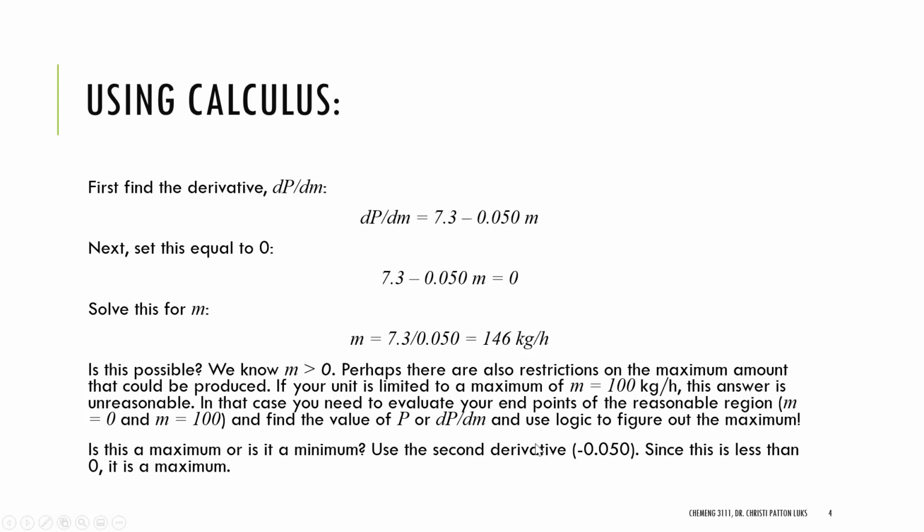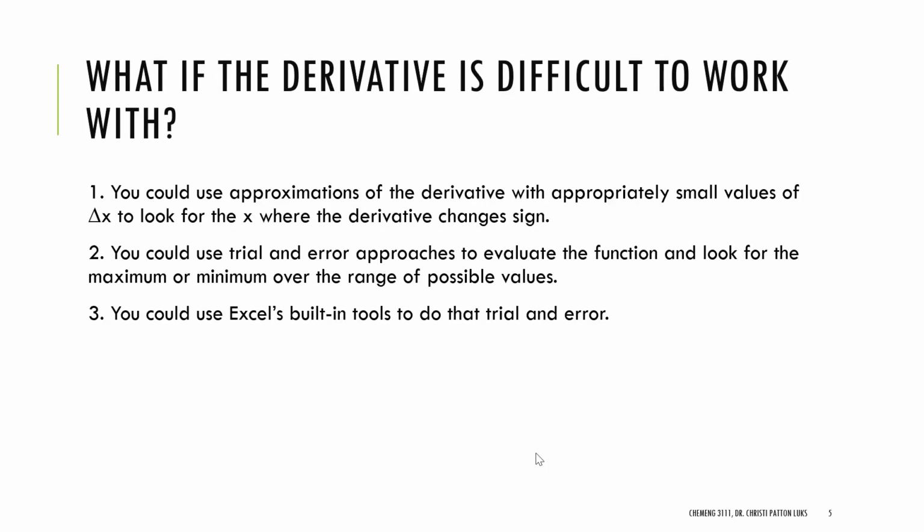Now normally, again, we would use the second derivative. In this case, it's negative, and so therefore we know that, yes, that 146, if that's possible, is going to be our maximum value. But, okay, this was an easy little problem.